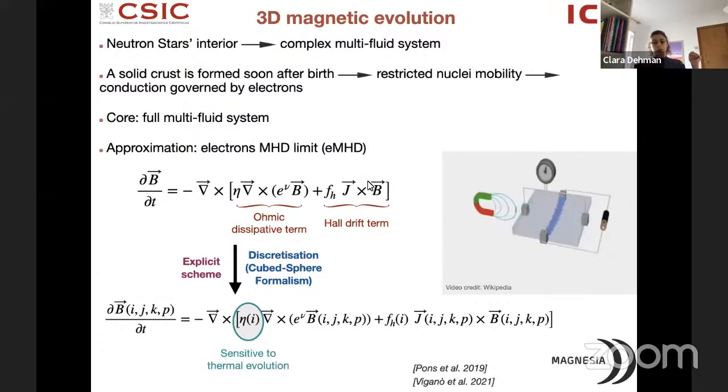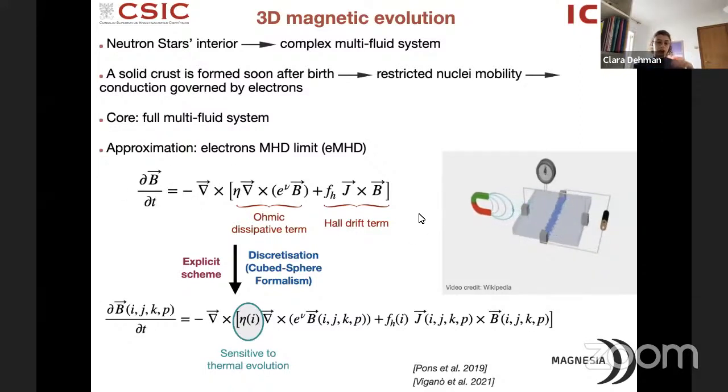So our induction equation is then simplified to the electron magnetohydrodynamic induction equation, where we have the ohmic dissipative term, which means that our magnetic field dissipates in time. Eta is the magnetic resistivity. The higher the eta, the more our field dissipates. This is the Hall drift term. It's the term responsible for drifting the magnetic field lines toward the inner layer where there is the pasta layer. It's also responsible for forming small-scale structures in the topology of the magnetic field.